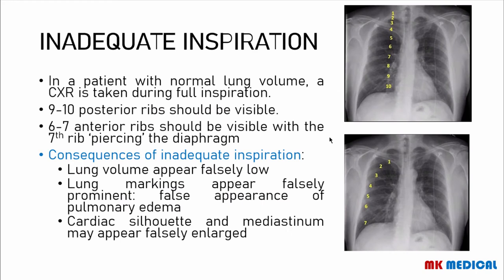So the other thing that is very important when you're taking your x-ray is, of course, inspiration. Remember that x-rays must be taken on full inspiration. And how will we know that this x-ray is taken on full inspiration? You should be able to count the ribs. So you should have about 9 to 10 posterior ribs that should be visible. There should be about 6 to 7 anterior ribs that are visible. And of course, the seventh rib should be piercing the diaphragm.